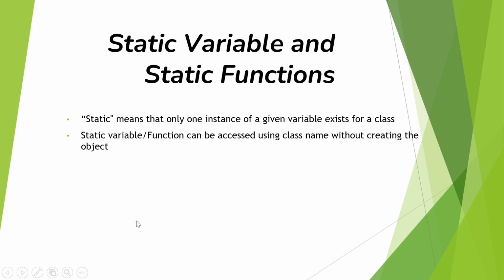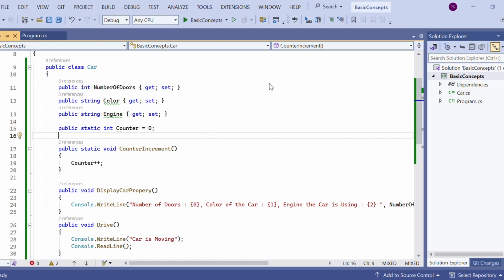And static variables and static functions can be accessed using the class name directly. It does not need an object. So a static variable or function can be accessed using the class name without creating the object. Okay, I've created a basic console application to show you how class and object work together, and what are static variables, what are static functions.